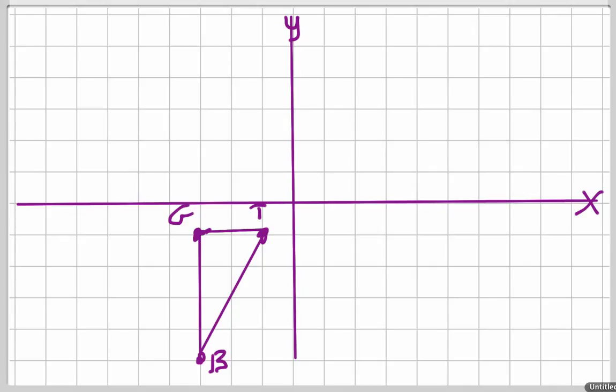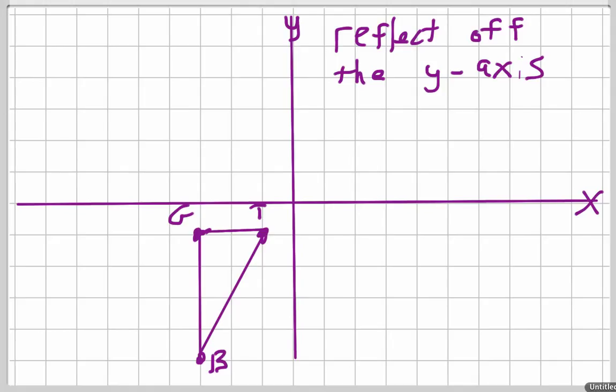Let's look at this triangle here. Let's reflect off the y-axis. So, same thing, guys. We got our y-axis here. This is my mirror. Your y coordinate's going to stay the same this time. That might be a rule I ask on the daily math or entrance quiz tomorrow.